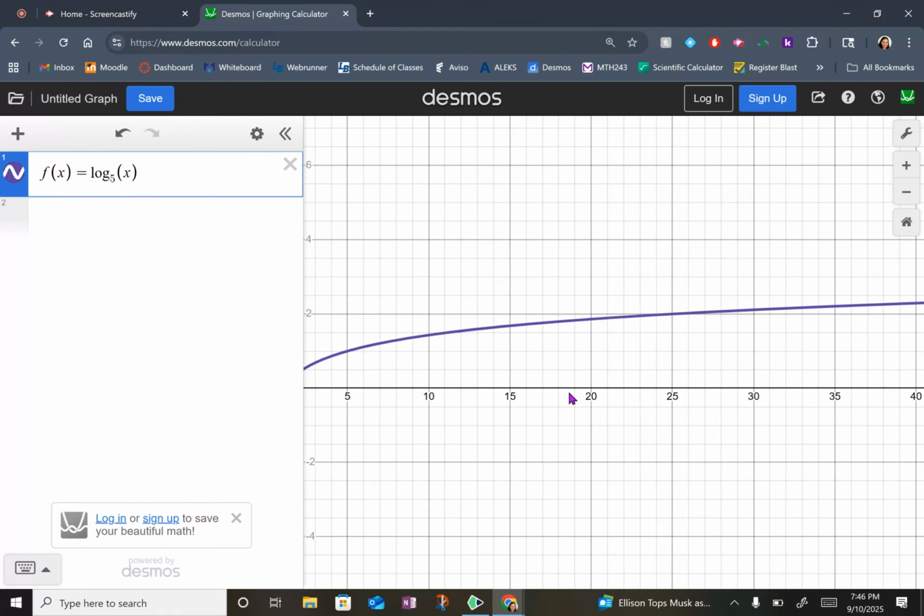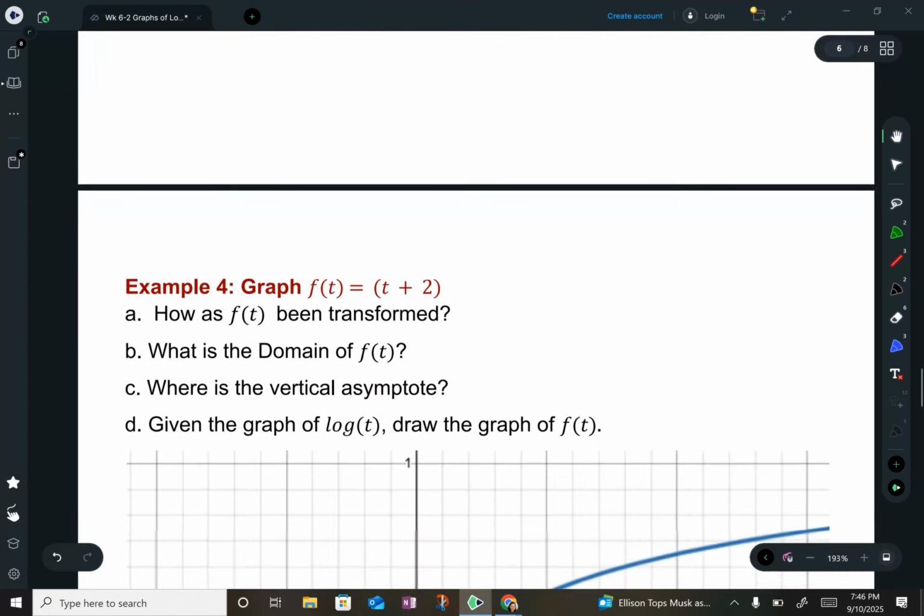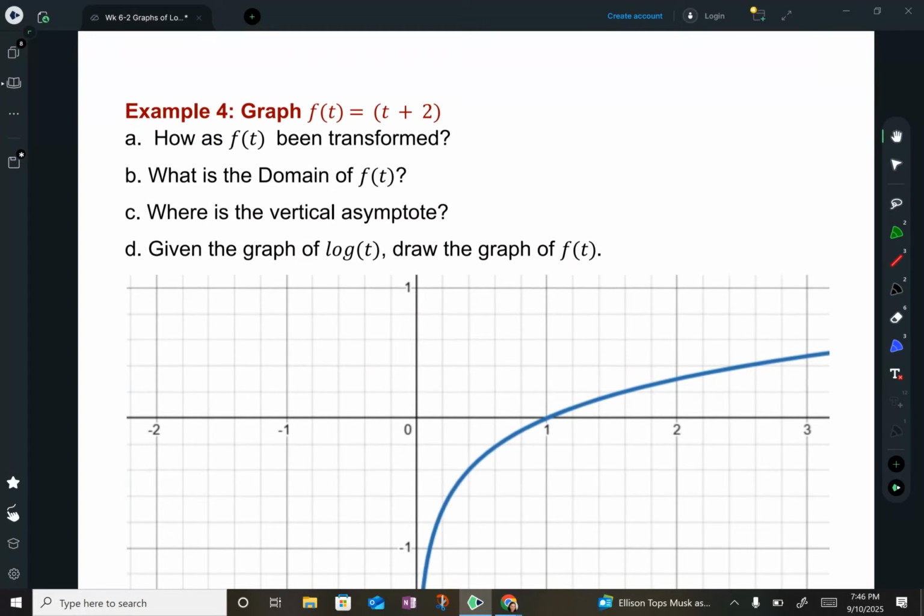So you can graph different bases in Desmos. All right, let's talk about graph transformations.